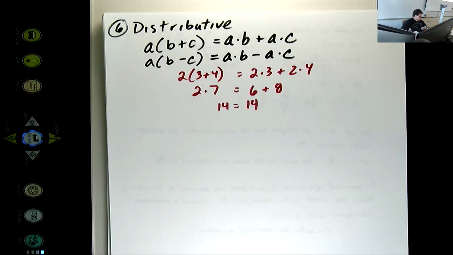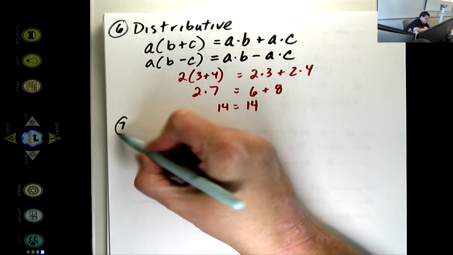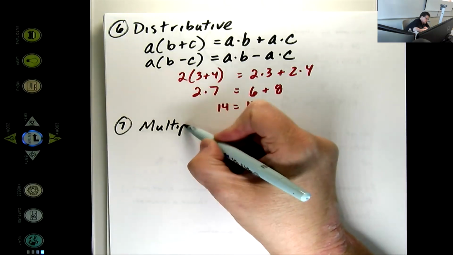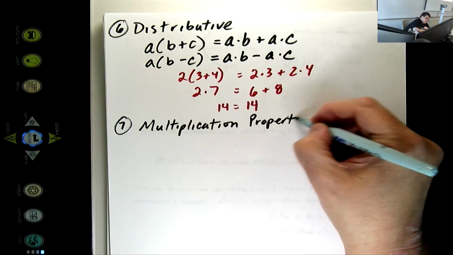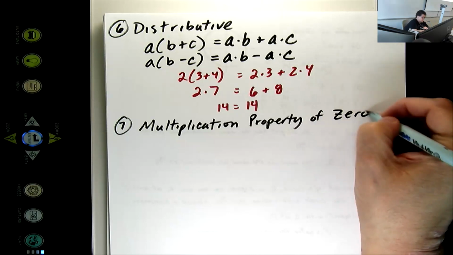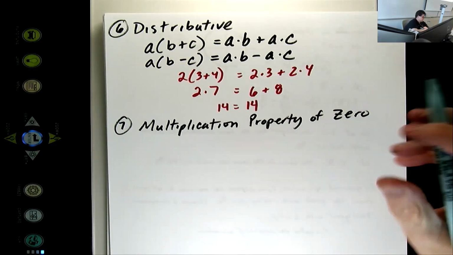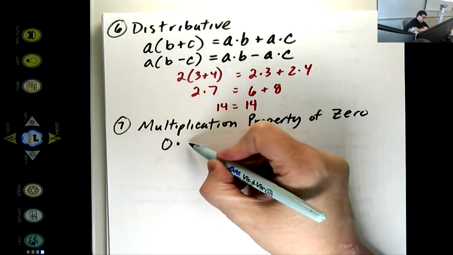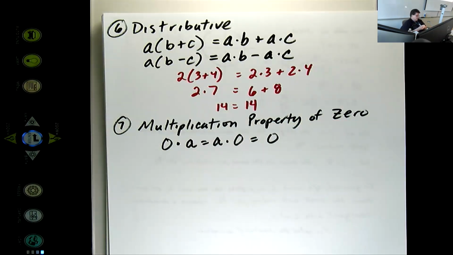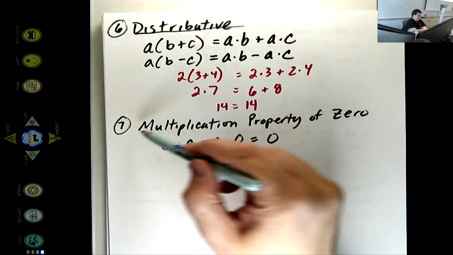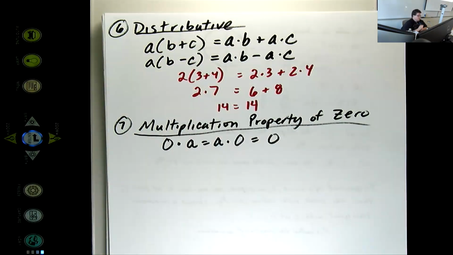And now, one of the most used properties in all of algebra is the multiplication property of 0. Zero times A is the same as A times 0, which equals 0. And you would be like, wow, that's dumb. We will actually use this property later on in a non-intuitive way.